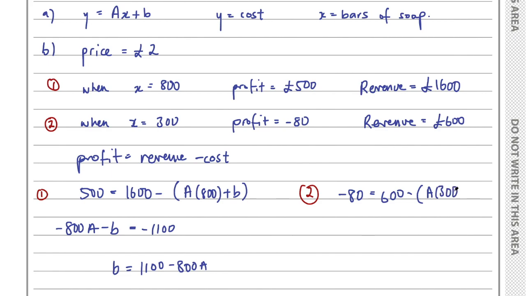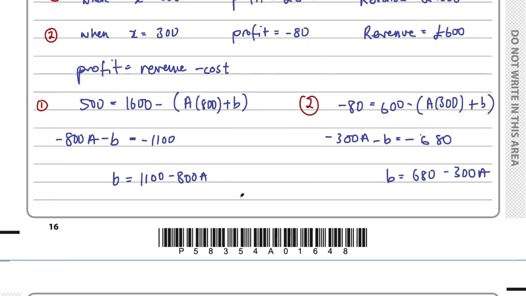300 plus B. Okay. And then simplifying this similarly to how I did over here, making B the subject, I would have negative 300A take B equals negative 680. Negative 680 take 600. And then B is equal to 680 take 300A. Okay, now I have both expressions in terms of B.